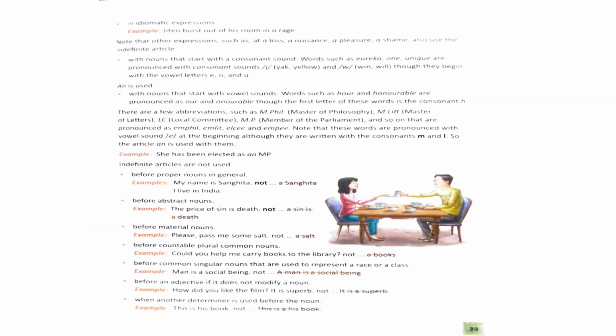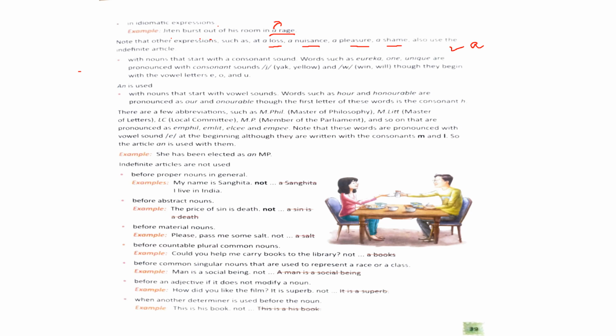The article a is also used in some idiomatic expressions. Okay, for example, Jitin burst out of his room in a rage. In a rage, it is an idiomatic expression, and the article a has been used here. Now, note that other expressions such as at a loss, a nuisance, a pleasure, a shame also use the indefinite article. You can find the usage of article a in these expressions as well.